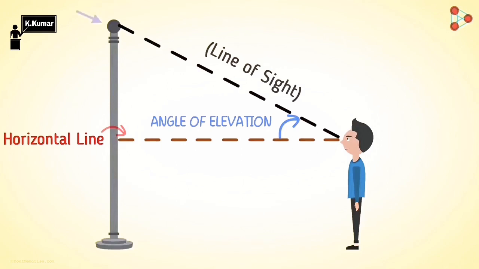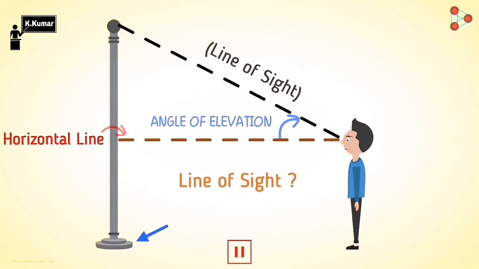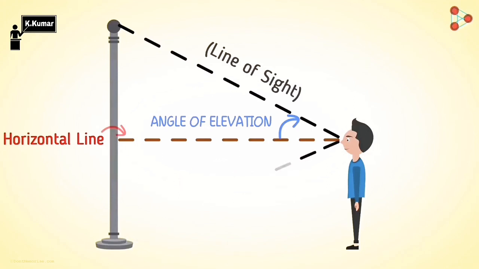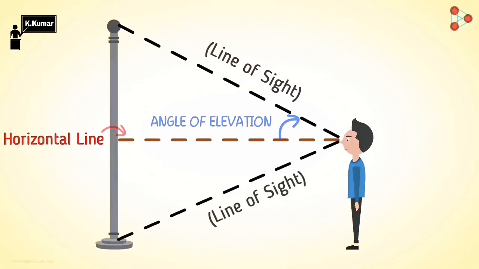When a person is looking up, the angle formed by this line of sight with the horizontal line is called the angle of elevation. Note here that the line of sight is above the horizontal line. What if the person is looking at the base of the pole? What is the line of sight in this case? The line drawn from the eye to the base of the pole is the line of sight when the person is looking at the base.